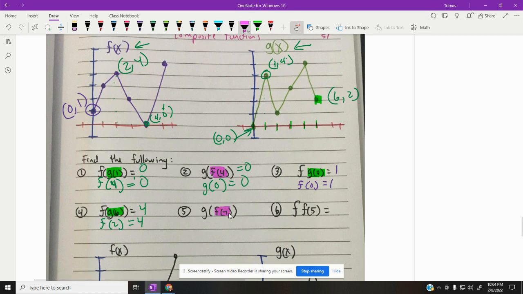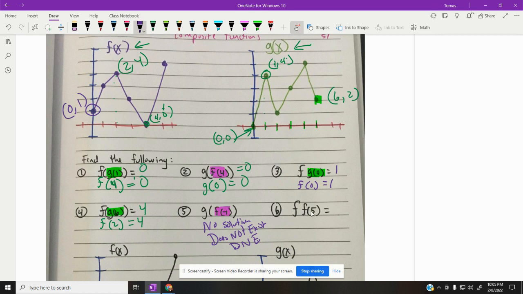Start right here, f of negative 1. Wait a minute. Is there a negative 1? No, there is not. So this is no solution, right? Because there is no negative 1. So you can either put no solution or does not exist. On your computer program, it's probably D and E.